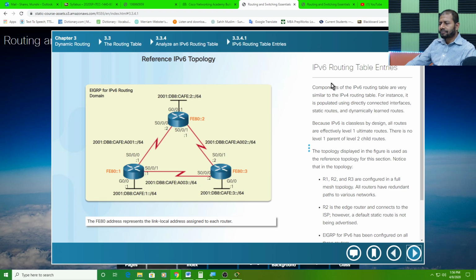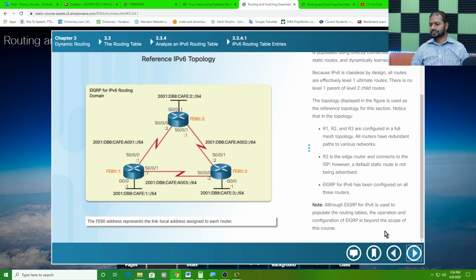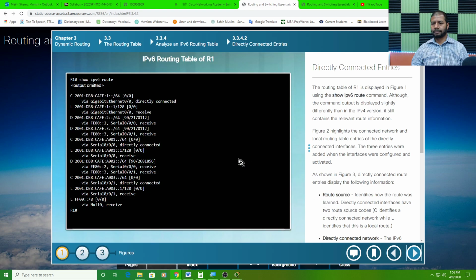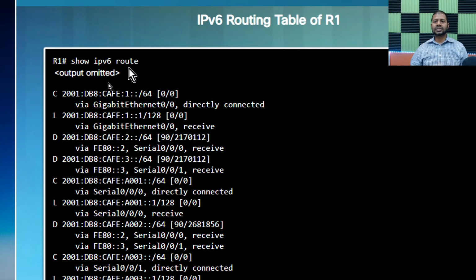Next, IPv6 routing table. Now we take a little moment. So far we have been discussing IPv4 routing table entries. How do the entries in an IPv6 routing table look like? Let's see. That's how it looks like. Okay, this is an IPv6 routing table.